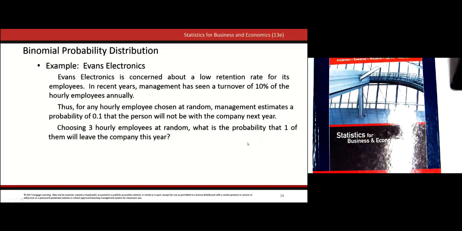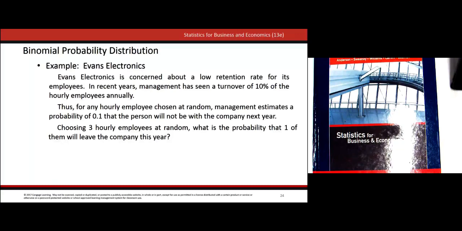Let's look at this example. Evans Electronics is concerned about a low retention rate for its employees. In recent years, management has seen a turnover of 10% of the hourly employees annually. So for an hourly employee chosen at random, management estimates a probability of 0.1 that the person will not be with the company next year. Choosing 3 hourly employees at random, what's the probability that one of them will leave the company this year?